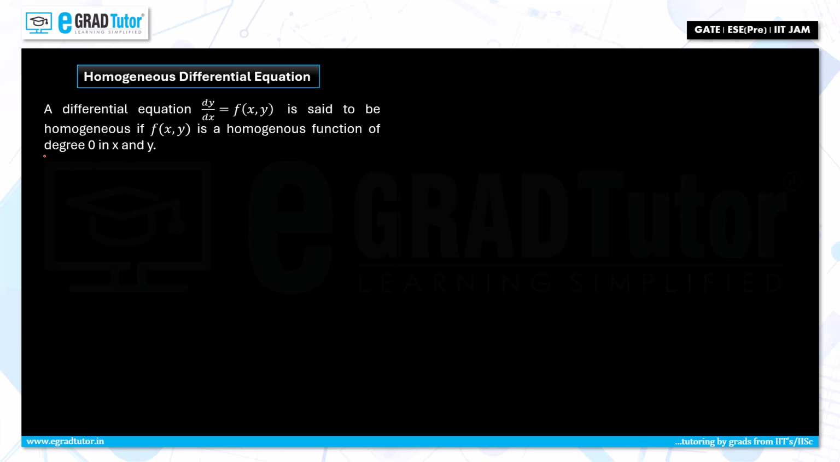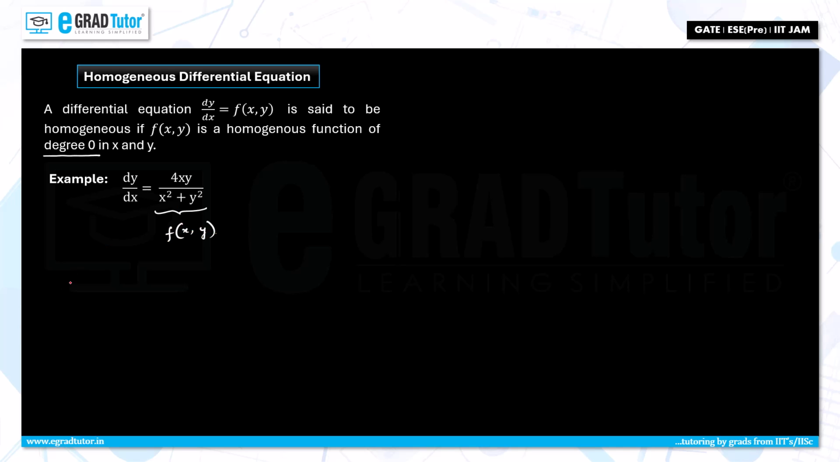Okay, here we are taking degree 0 because we are limited to a particular scope. As I've said in the first video, we are taking the scope of the syllabus being the GATE Engineering Mathematics syllabus. So that is the reason we are taking a homogeneous function of degree 0 in x and y. So let's take an example. dy by dx is equal to 4xy by x square plus y square. So this is your f of x comma y.